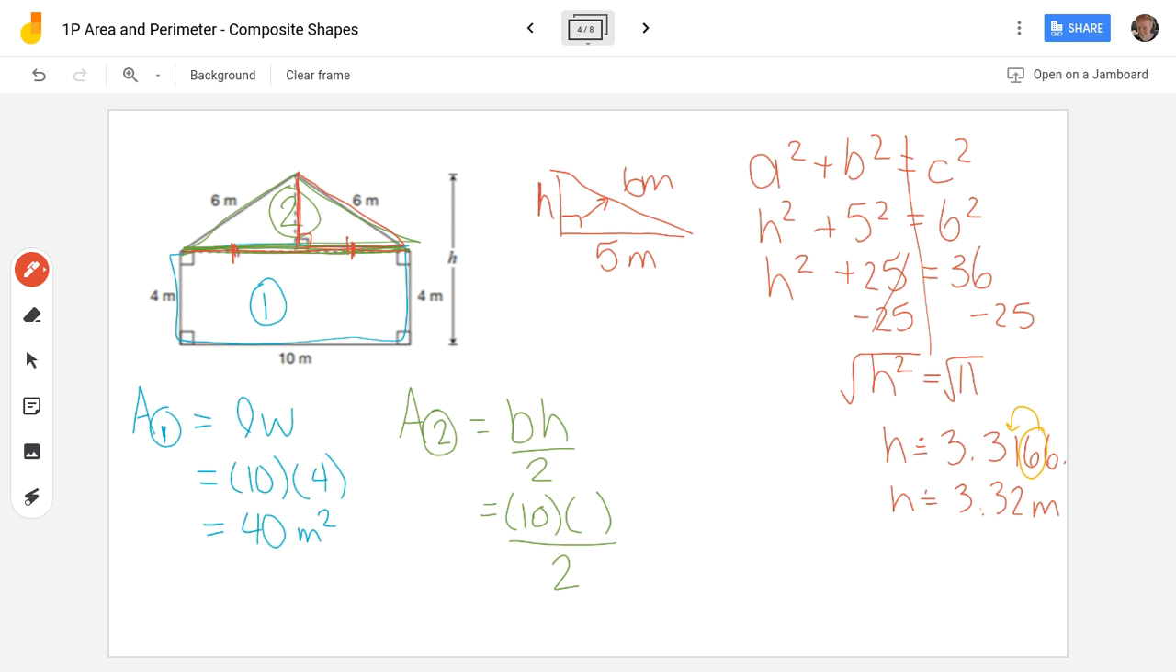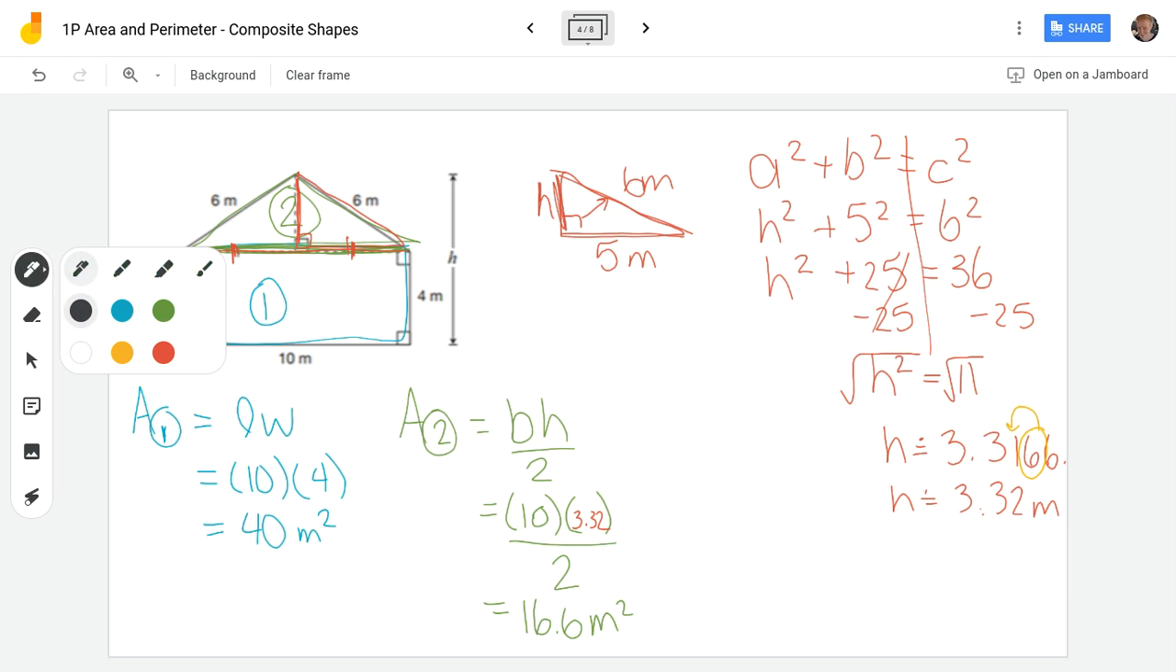So now that I know the height of the triangle, the height of the small one that's half the roof is the same height as the whole roof. So now that we have the height, we can put it over here, 3.32. And then we can finish this calculation. So 10 times 3.32 gives me 33.2. And then if I divide that by 2, my final answer will be 16.6, not centimeters again, meters squared.